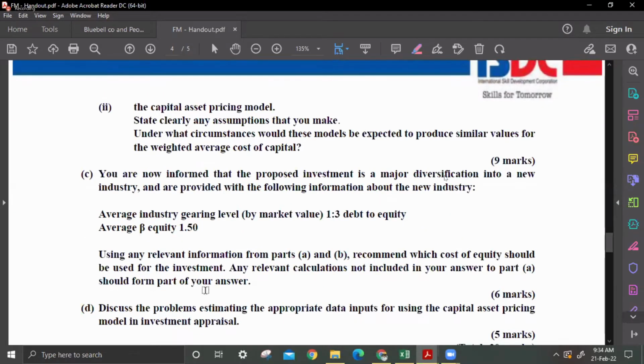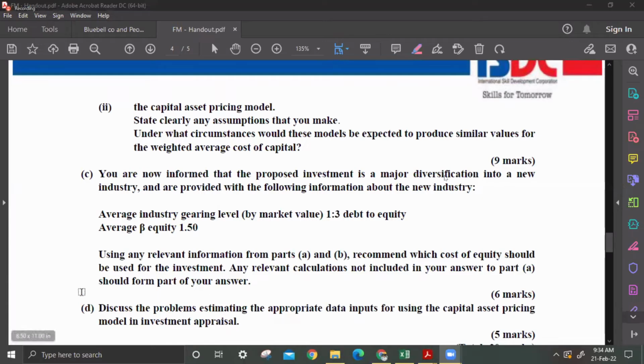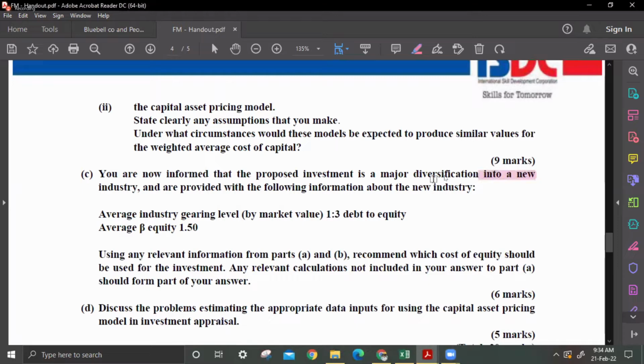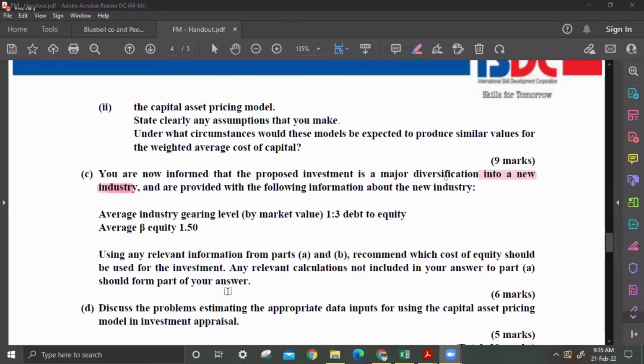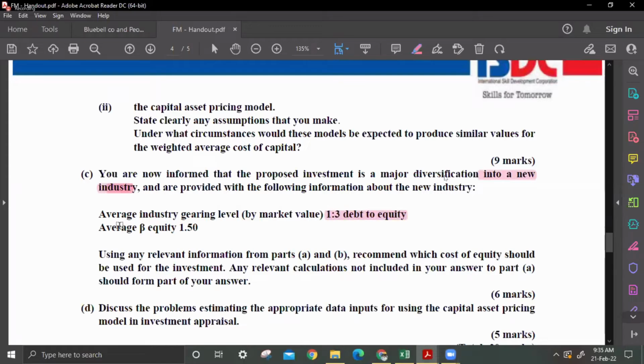Now, can you do this part quickly? You're now informed that the proposed investment is a major diversification into a new industry and you are provided with the following information about the new industry. So now, colleagues, they're entering into a new industry and they have given you the average industry gearing level. So what does this mean? This is of proxy companies.